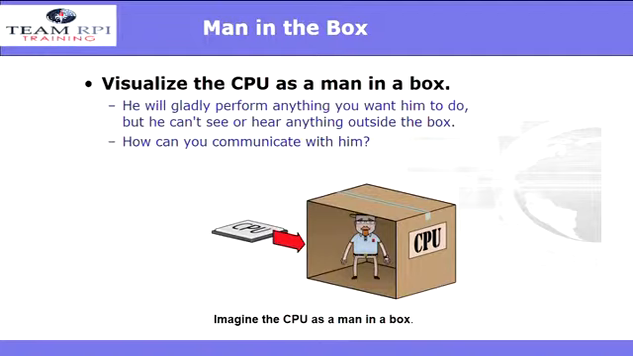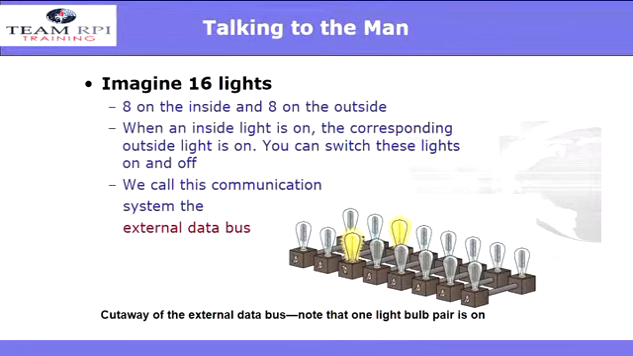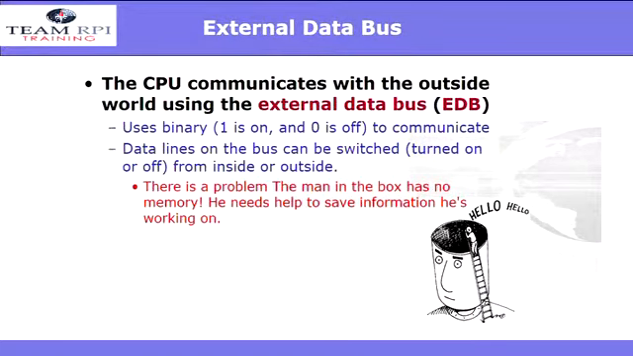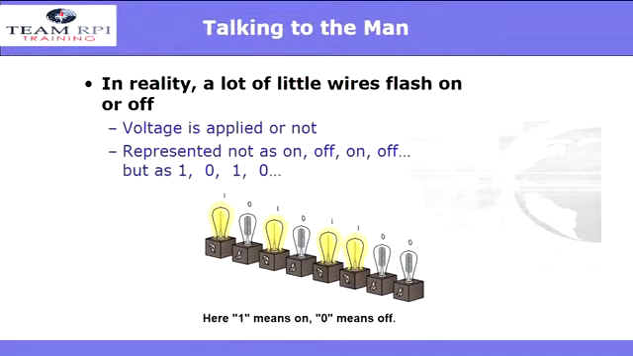To do this, imagine 16 lights, 8 on the inside and 8 on the outside. When an inside light is on, the corresponding outside light is on. You can switch these lights on and off. This is what we call the communication system, or the external bus. The man in the box, or the CPU, communicates with the outside world by using the external bus. It's a basic world of ones and zeros. The only problem is, the man in the box has no memory.